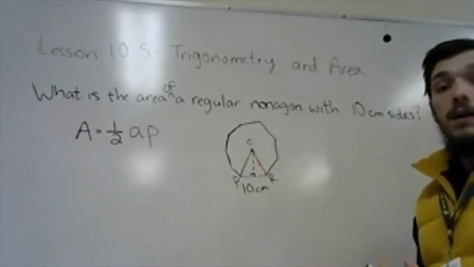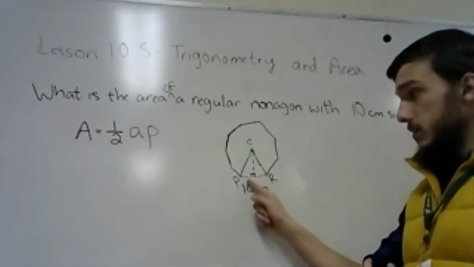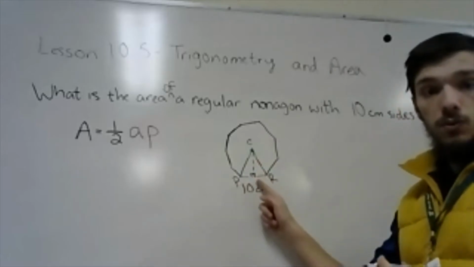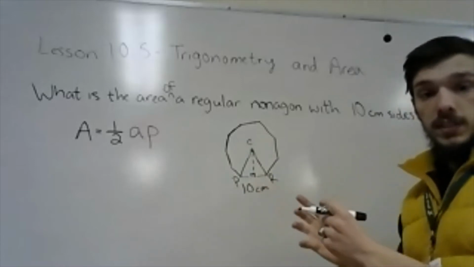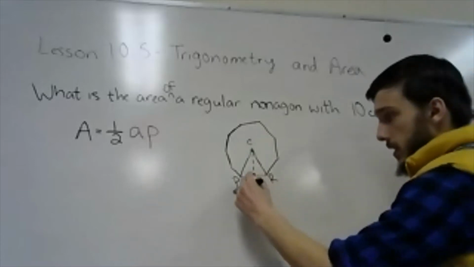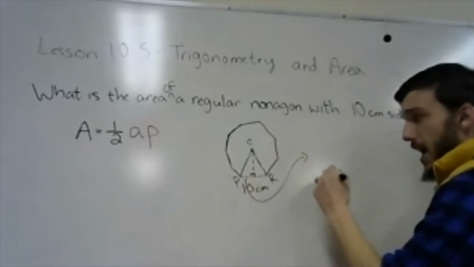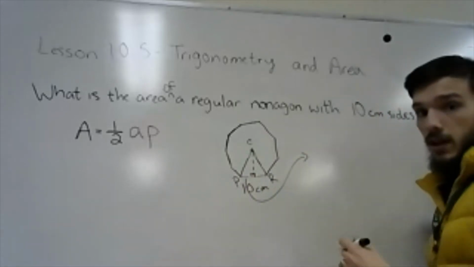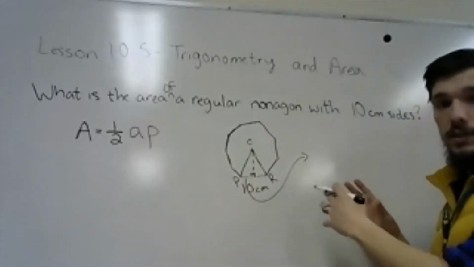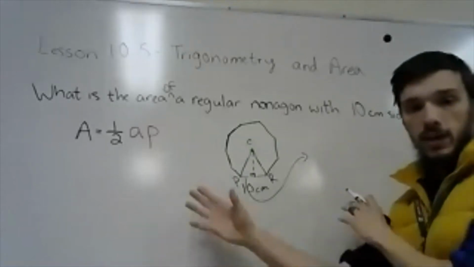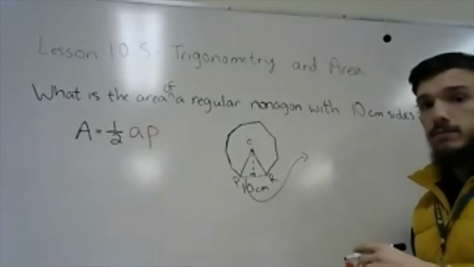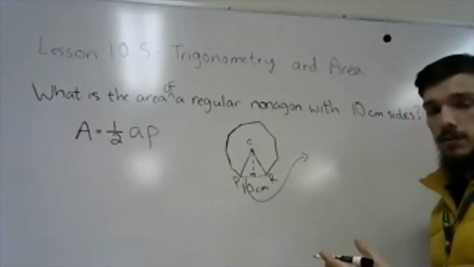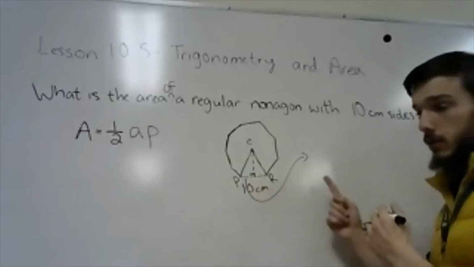Now, what this does for us is make 2 right triangles. So I'm going to take one of these right triangles out of the polygon and then use that right triangle to help me find the area overall. First we're going to start by finding the length of the apothem using the right triangle that we pull out.